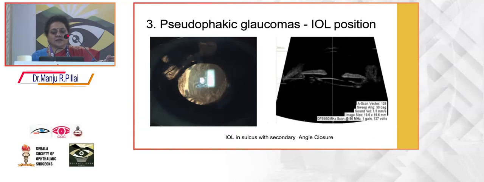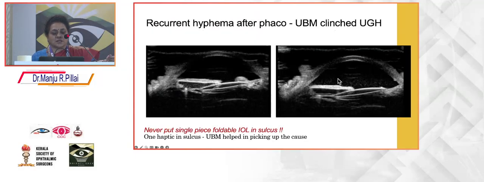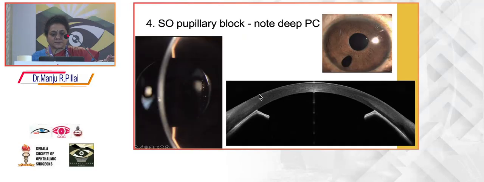In pseudophakic glaucomas, IOL position can cause an angle closure. That is an IOL in the sulcus with a secondary angle closure. A case scenario was recurrent hyphema after phaco. UBM clinched the diagnosis that the patient had recurrent hyphema because the single piece lens was placed in the sulcus. You should never put a single piece foldable IOL in the sulcus. So one haptic in the sulcus, and UBM helped in picking up the cause.